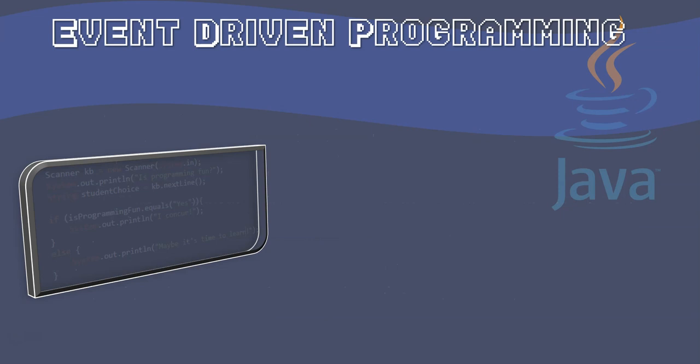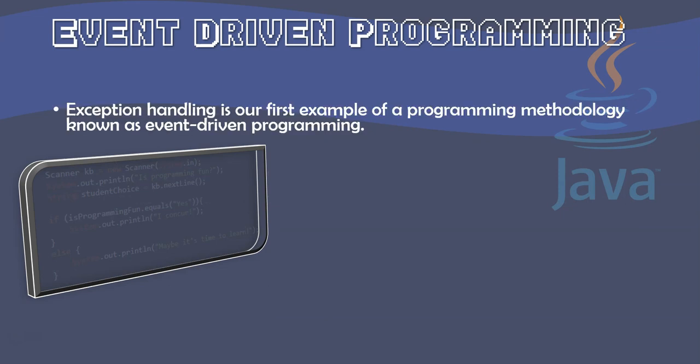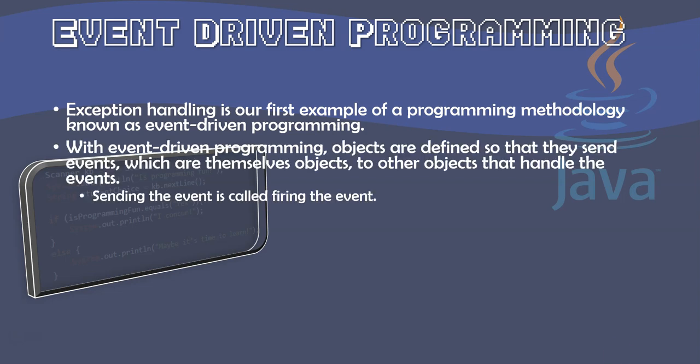And this is leading into a topic known as event-driven programming. Exception handling is kind of our first example of a programming methodology known as event-driven programming. With event-driven programming, objects are defined so they send events, which of course are themselves objects, to other objects that handle those events. Sending the event is called firing the event. You think about it as the way we've kind of handled code, it's the execution of it.